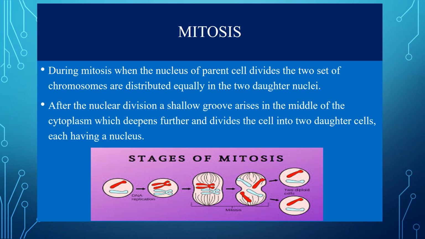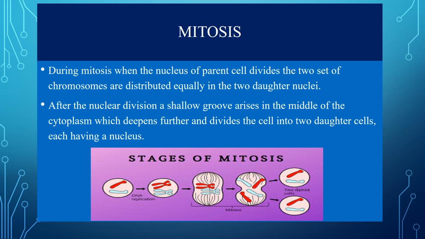Mitosis. First we have done two things. First one is about the definition, and then the division. During mitosis, when the nucleus of the parent cell divides, the two sets of chromosomes are distributed equally in the two daughter nuclei. After the nuclear division, look at this, a shallow groove is there. This groove is there.